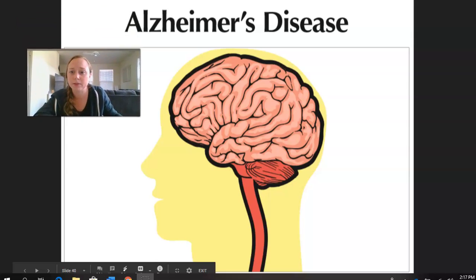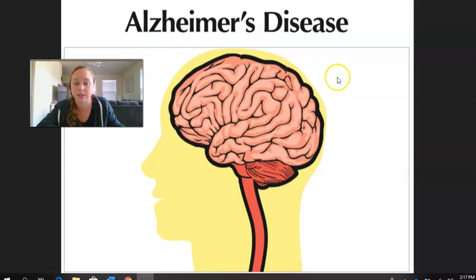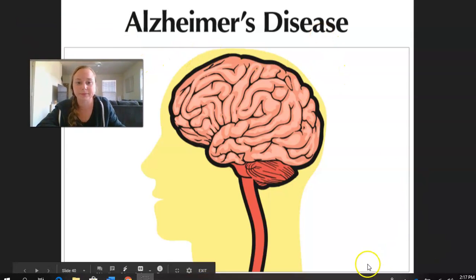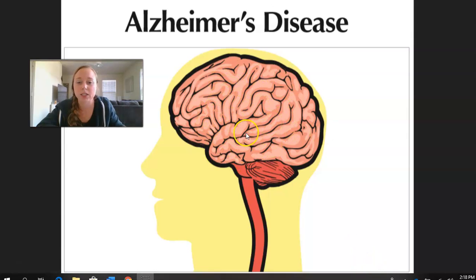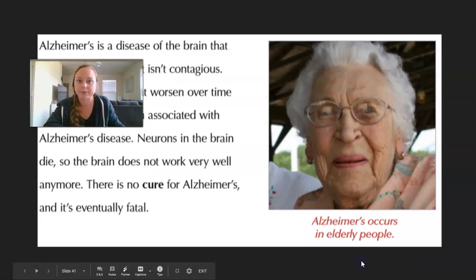Okay, now we'll learn about something called Alzheimer's disease. You see in the picture there's a person's brain. So maybe this disease has something to do with the brain. Let's find out.